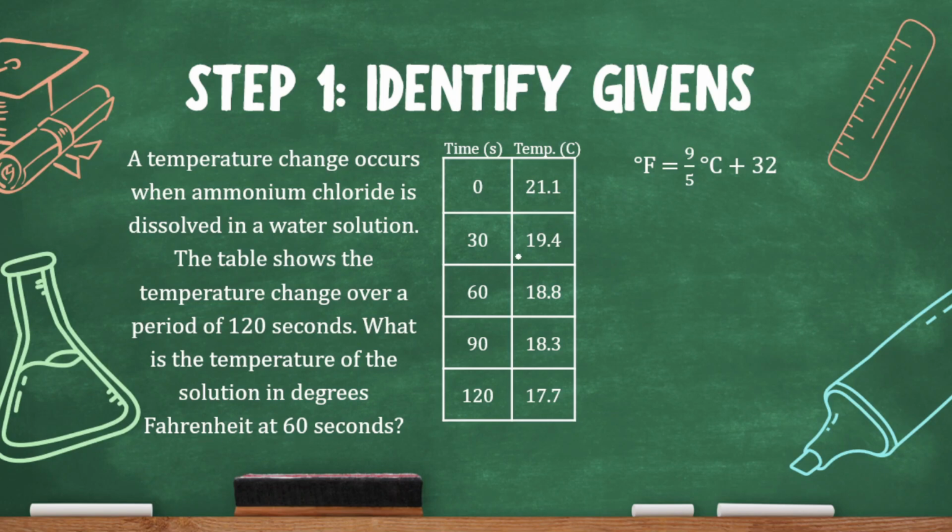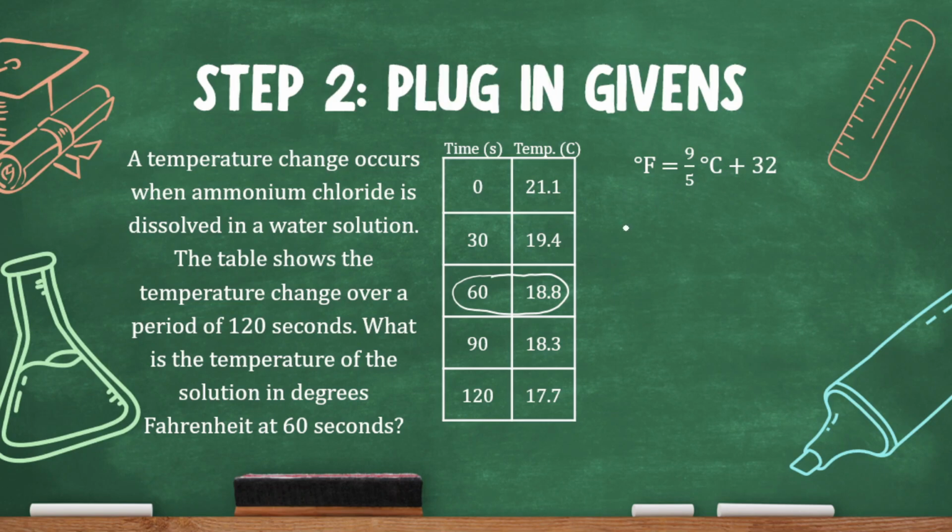So at 60 seconds, if I look across on the table here, I have a temperature of 18.8 degrees Celsius. And then it gives me this formula I can use to convert the Celsius temperature to Fahrenheit. So now that we've identified the information we need, let's plug it into the formula. This formula gives us a Fahrenheit temperature when we plug in the Celsius temperature.